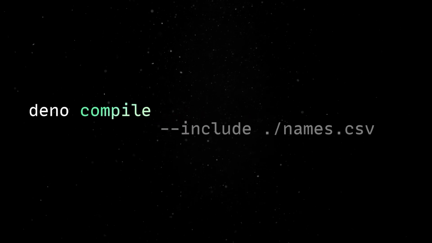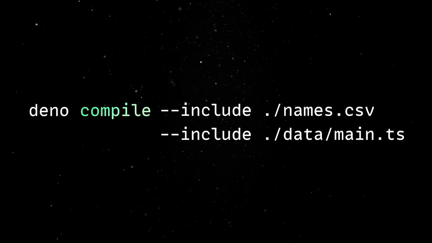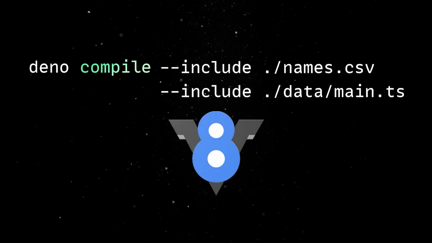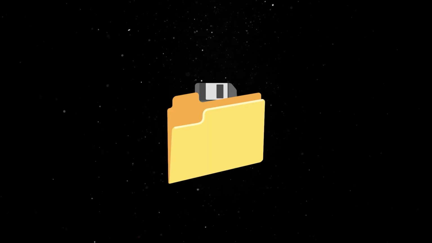You can now use the include flag to tell Deno to include additional files or directories. Additionally, programs created with Deno Compile can now leverage V8 code caching for faster startups. The cache is created on the first run and placed in a temporary directory to be used on subsequent runs.